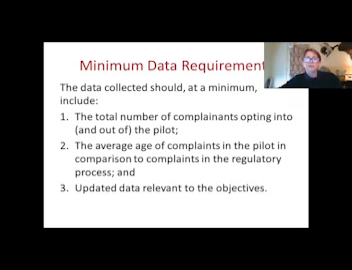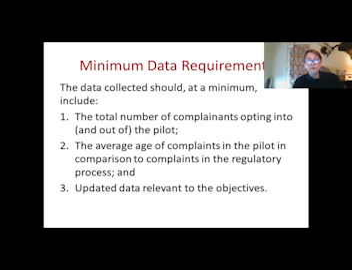Minimal data requirements. There are certain minimum requirements that we like to see in a pilot proposal. These include the total number of complaints opting in and opting out. That's helpful to determine the interest in pilots for us and for you all to see how many people are opting in and how many people are opting out, and how many people were offered the pilot. Again, this goes back to where we were talking about the criteria for participation. It's not everybody, if it's agency-wide, or if it's broken down into a smaller group of people.